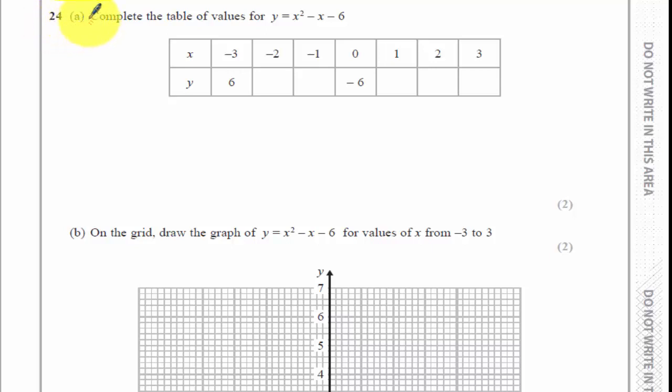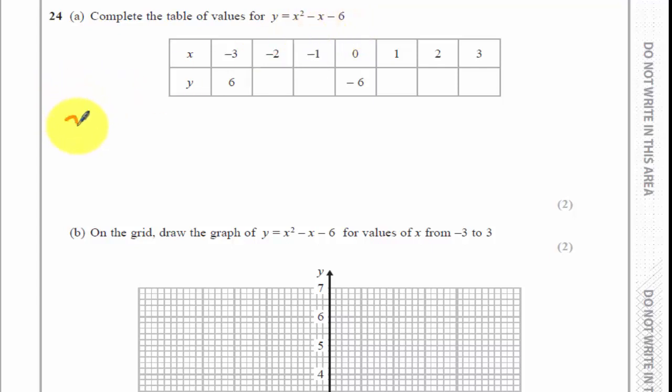Question 24, part A. Complete the table of values for y equals x squared minus x minus 6. Here are the x values, and then here are the y. And to get the y, you've got to follow these instructions.